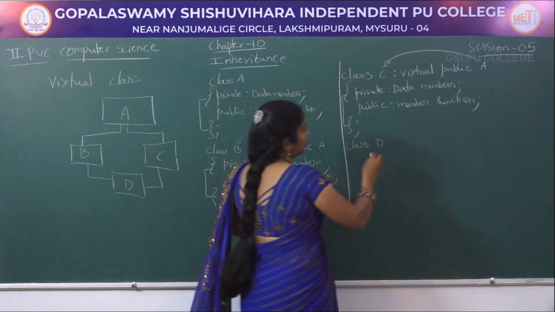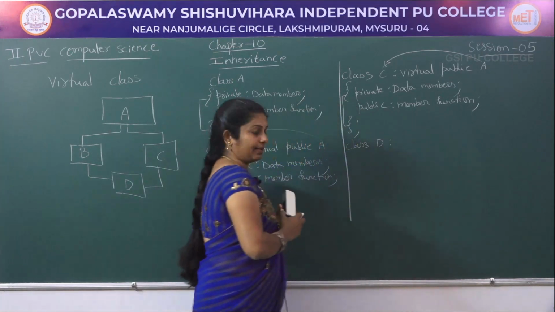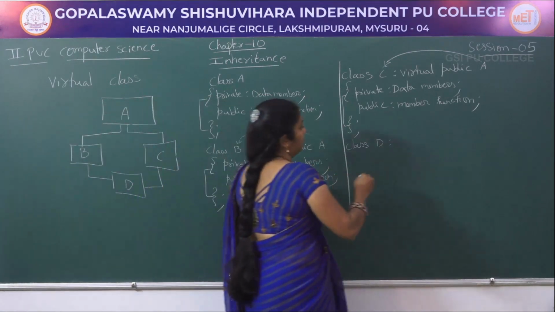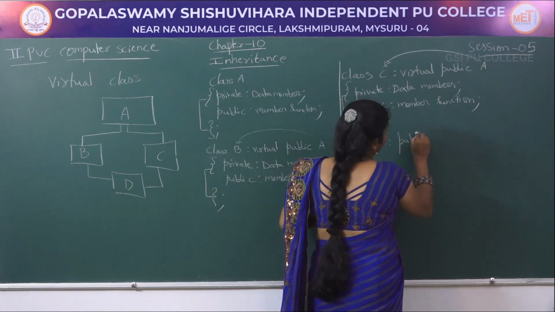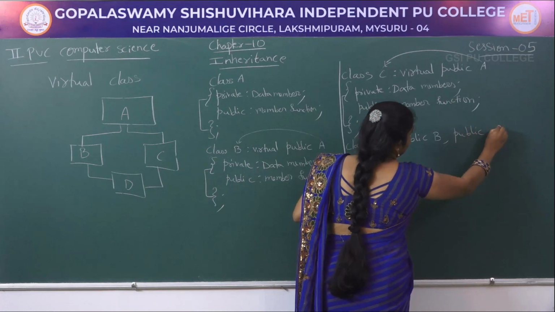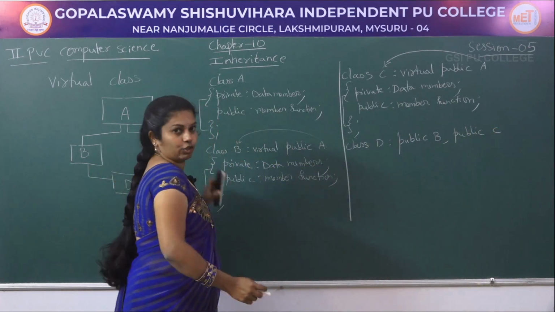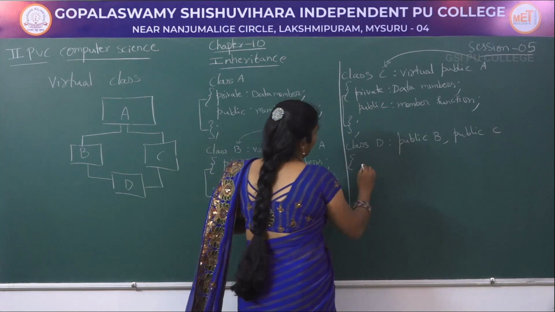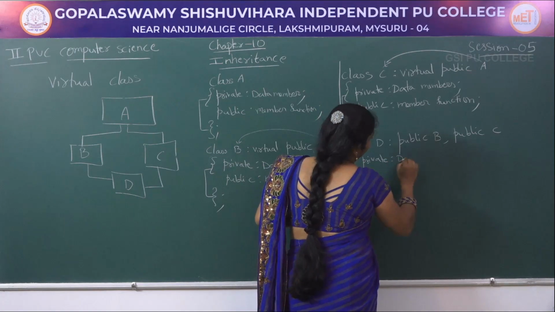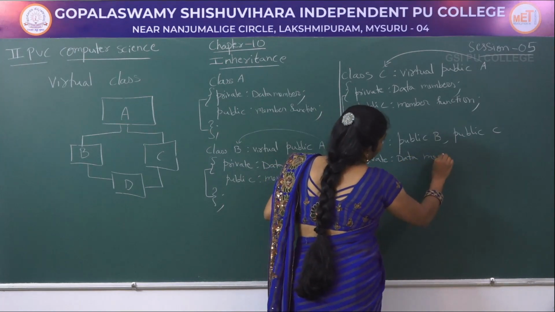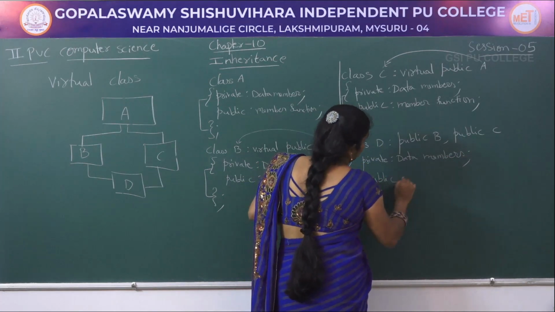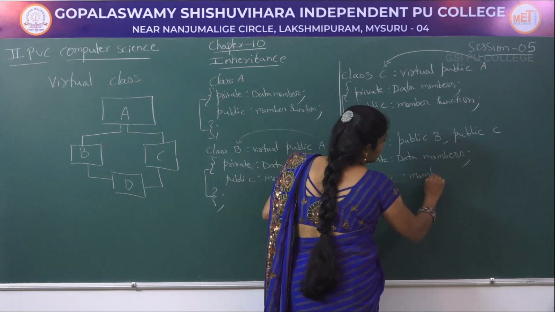Here you have to write class D, which is a derived class. Then colon. Which are the classes I am taking from? One is B and one more is C. That's why public B, comma, public C. Here also write down data members in the private section, and in the public section mention member functions.